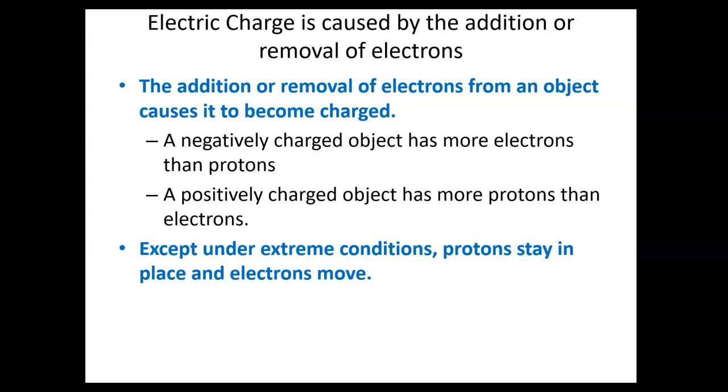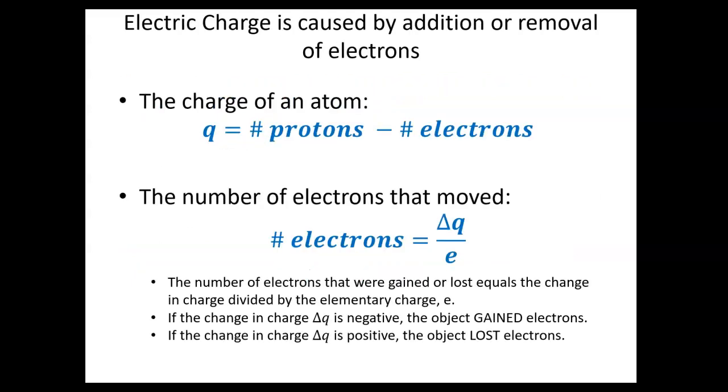The protons are in the nucleus in the center of the atoms, and they do not move except under very extreme and unusual conditions, for example, when you split an atom. So only electrons move. Here are two useful, simple formulas. If you know the number of protons and the number of electrons in an atom, you can calculate the charge of the atom by taking the number of protons and subtracting the number of electrons.